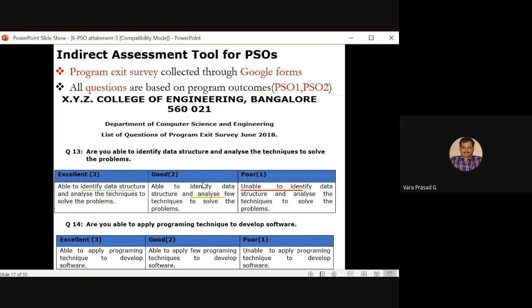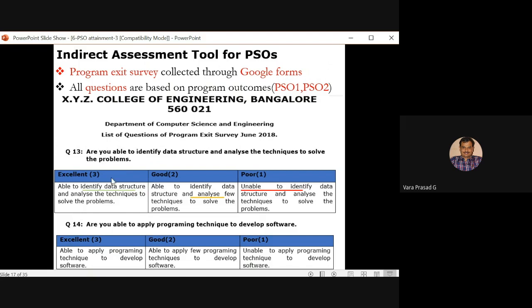Now, generally, most institutions, while calculating the PSO attainment, will use some sort of questionnaire with options like excellent, good, poor. My best advice: don't give the direct option to the students. Try to give an indirect option, which we call a rubric. So instead of good, you use a few techniques; instead of poor, you write unable to.